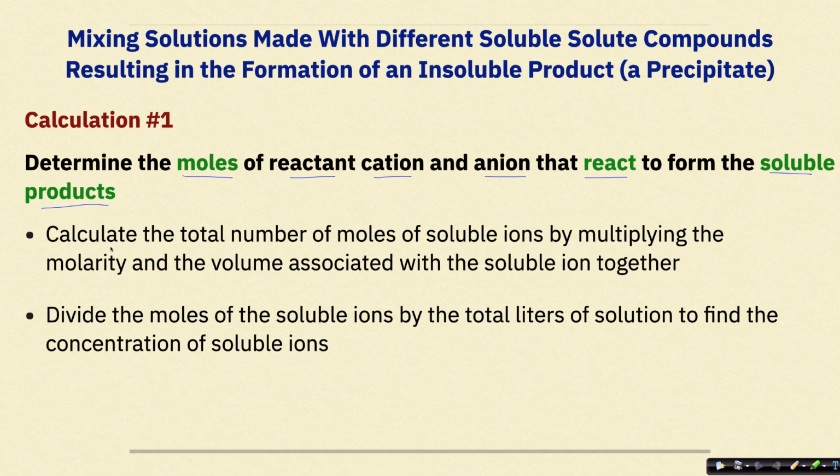The way that you're going to do this is that you're going to calculate the total number of moles of soluble ions by multiplying the molarity and the volume associated with the soluble ion together. Now you've already done this, so this should not be something new. You're just finding the moles of the soluble ions. Then, once you have the moles of the soluble ions, you're going to divide the moles by the total liters of solution to find the concentration, otherwise known as the molarity, of the soluble ions. And we just did this in the previous video.